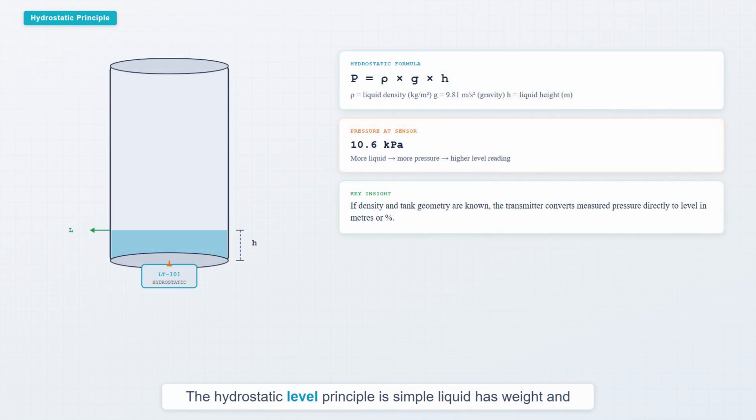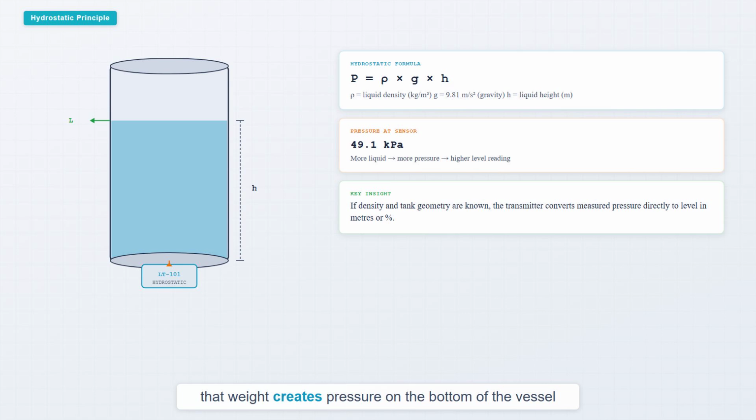The hydrostatic level principle is simple. Liquid has weight, and that weight creates pressure on the bottom of the vessel. The taller the column of liquid, the greater the pressure. The transmitter measures this pressure at the bottom of the tank and converts it to a level reading using the formula: pressure equals density multiplied by gravitational acceleration multiplied by height.